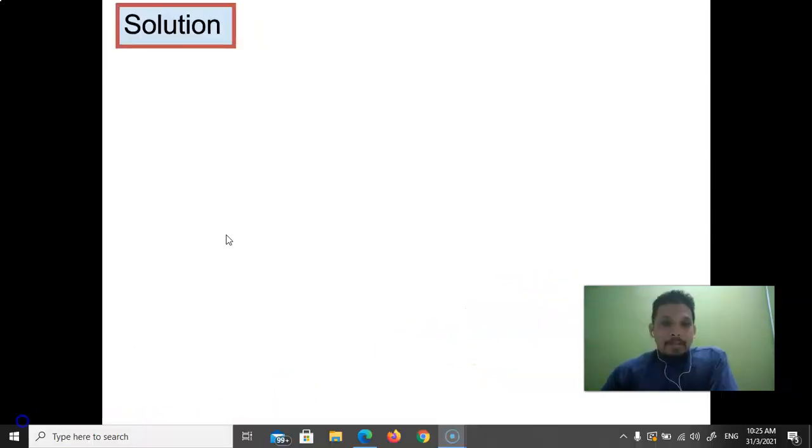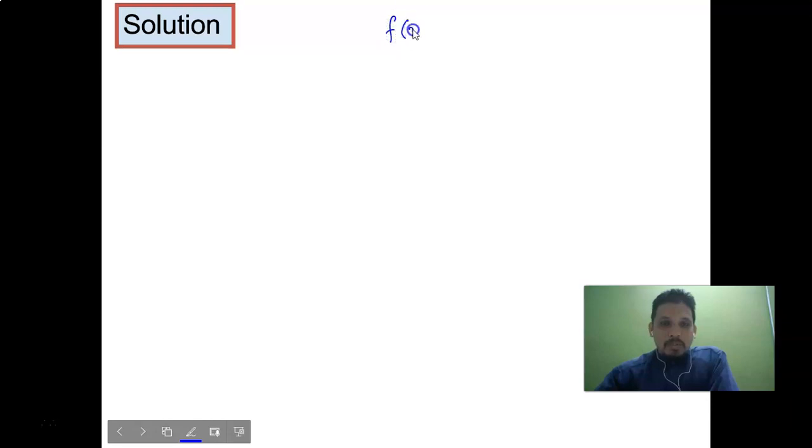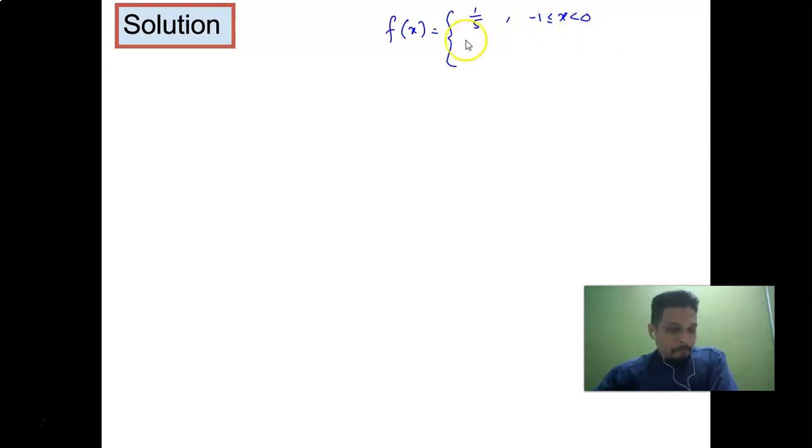Okay, so now let's start with the solution here. But before that, let me copy all the questions again. Given here f(x) equal to, the first one is 1 over 5 for x lies between negative 1 and 0. Then 1 over 5 plus 6 over 5 x for x lies between 0 and 1, and 0 otherwise.